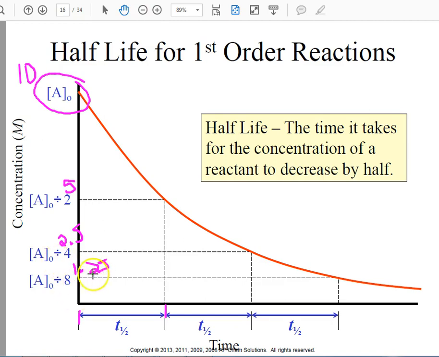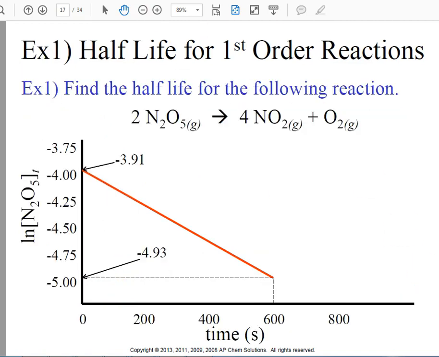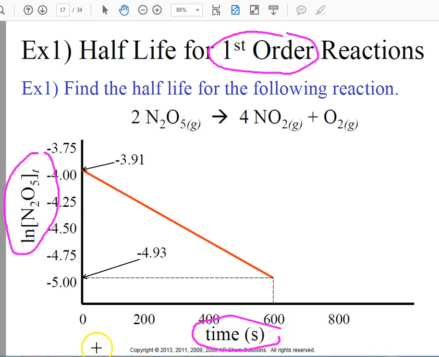Okay, so the time it takes for the concentration to half is the half-life. Here is an example problem dealing with half-life. So we have a first order reaction, and I know that because the natural log of the concentration versus time is giving me a straight line. They want me to find the half-life for this reaction.